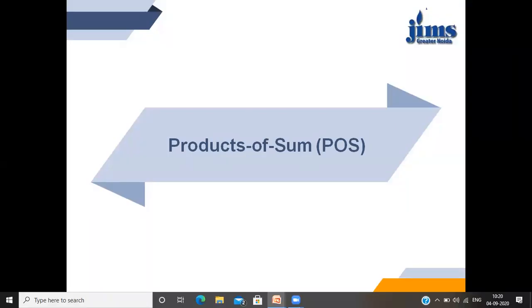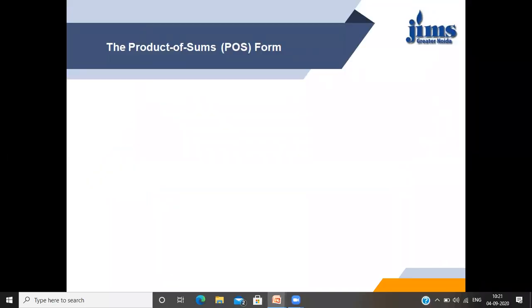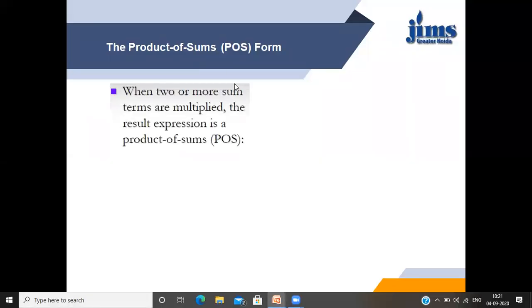Now, as we have discussed the sum of product, we are going to discuss the product of sum. So SOP and POS in generalized form. The product of sum, as it is clear from the name, means the terms are in the form of OR and we have to multiply them. So that is POS. When two or more sum terms are multiplied, the resulting expression is a product of sum.